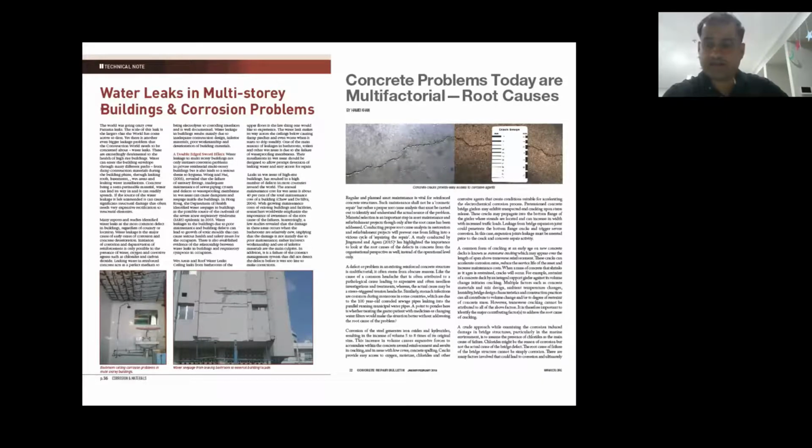These are some of my articles. I would suggest it's an excellent platform to share that with you. I've been sharing that on LinkedIn and some other forums, but please do read them at your leisure time. The left one is water leaks in multi-story buildings and corrosion problems. It's a very good article. And the right side is concrete problems today are multifactorial and what are the root causes.